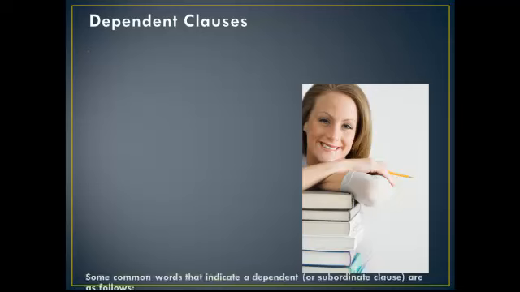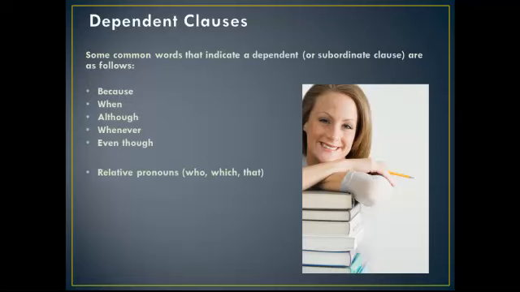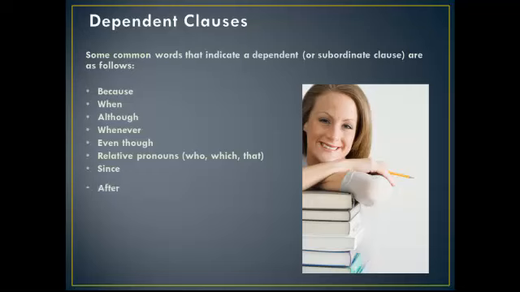Dependent clauses. Some common words that indicate a dependent or subordinate clause are as follows: because, when, although, whenever, even though, relative pronouns who, which, that, since, after, until, if, as.